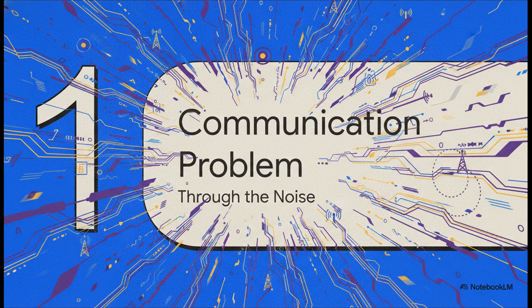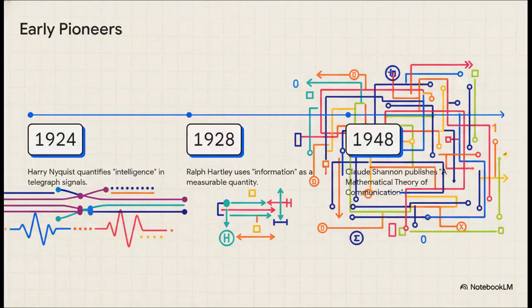So to get to the bottom of this, we've got to go back in time. Back to the middle of the 20th century, when some of the most brilliant minds were banging their heads against the wall over one fundamental problem. How do you reliably send a message from point A to point B when the journey is just full of interference? Now, the idea wasn't totally out of the blue. Guys like Harry Nyquist and Ralph Hartley were already poking at this, trying to figure out how to measure this fuzzy thing called information. But then, in 1948, this lone genius at Bell Labs, a guy named Claude Shannon, came along and connected all the dots with a single groundbreaking paper that created an entirely new field of science overnight.